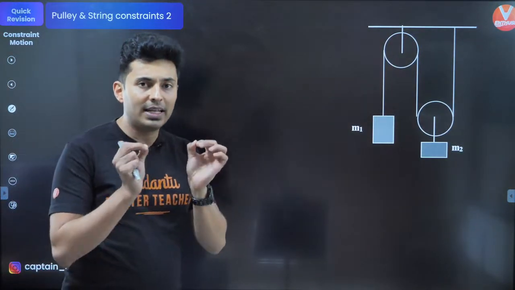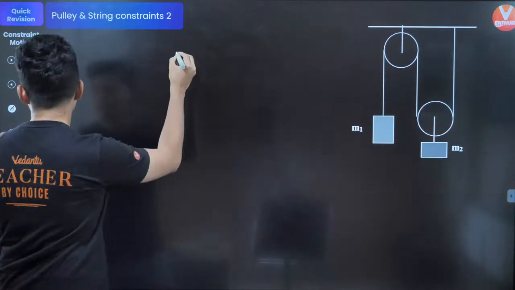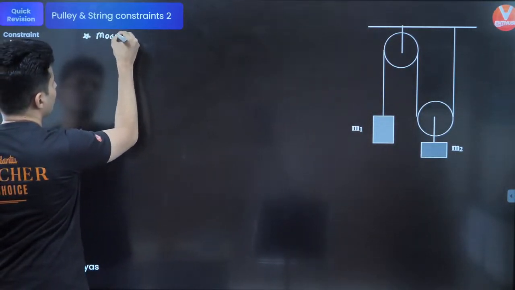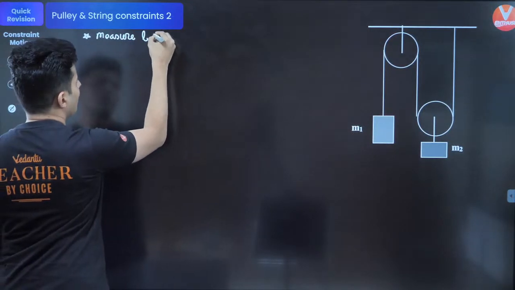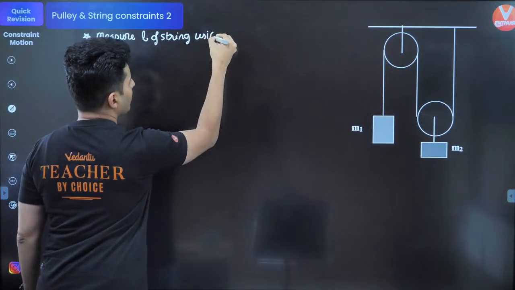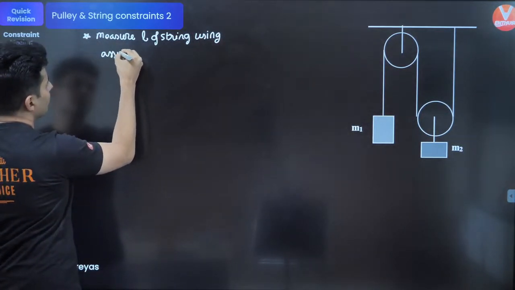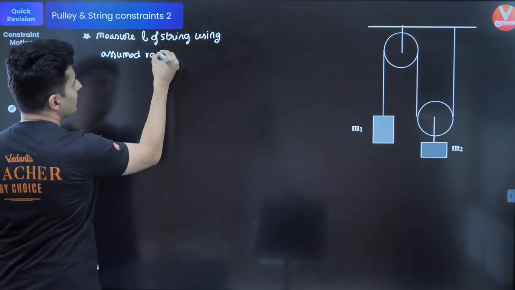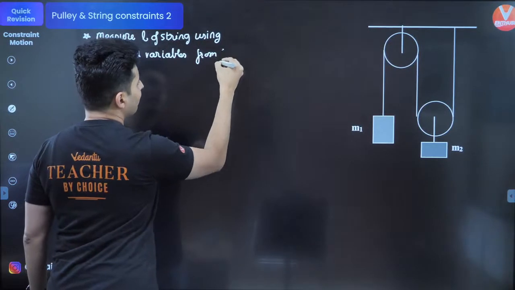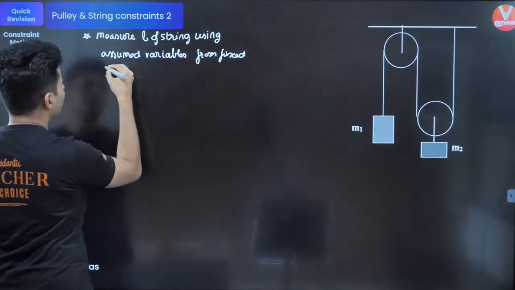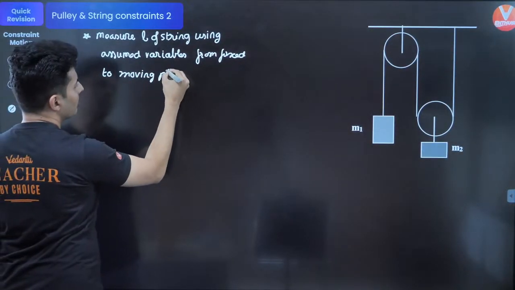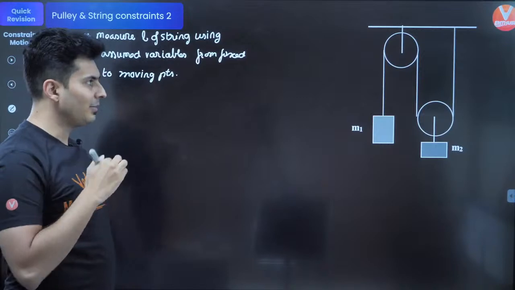Whenever you make use of the derivatives method, always remember one trick, and the trick is: always measure the length of string using assumed variables from fixed points to moving points. What does this statement mean?